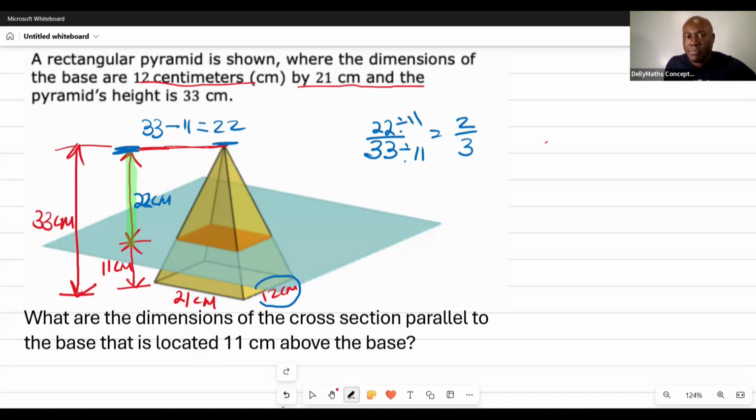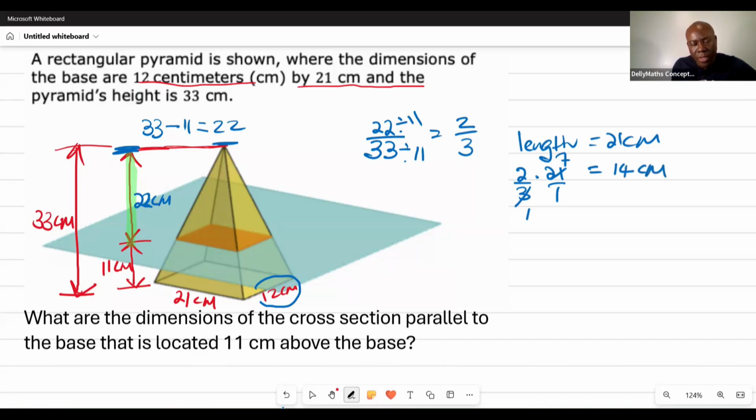So first and foremost, let's start with the length, which is equal to 21 cm. Let us find 2/3 of that length. So 2/3 of 21, if we work this out, 3 into 21 is 7. 2 times 7 gives me 14 centimeters. It is telling me that this side of that base right there is 14 centimeters.